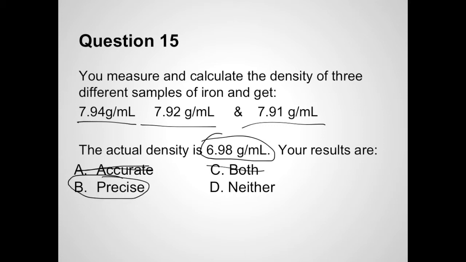Okay, remember, accuracy means you are close to the accepted value, and precision is how well your different trials agree with each other. So accuracy is the closeness of one value to the correct answer, whereas precision is the agreement between all of your measurements. And in this case, they were all fairly close, so you were precise. So answer choice B there.